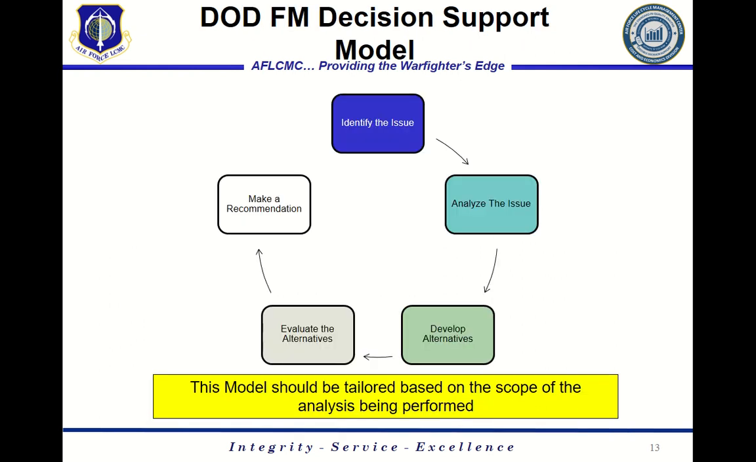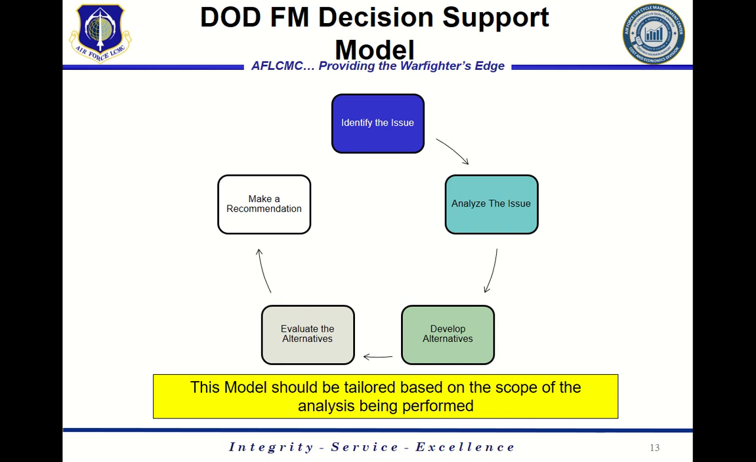So now we're moving into the FM decision support model. This is the support model that's taught at PFMC and DFMC. These are the terms they use, but you'll see different terms, but very similar steps in other industries, and data science uses a similar process. They just use different terms. And obviously this is tailorable for the appropriate decision being made.